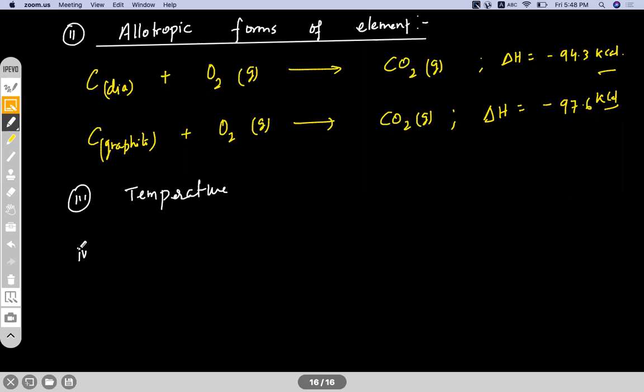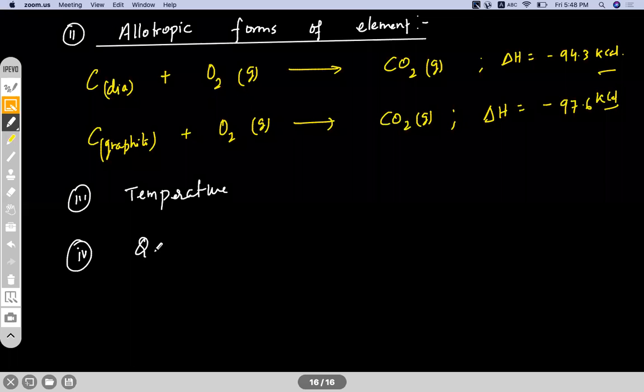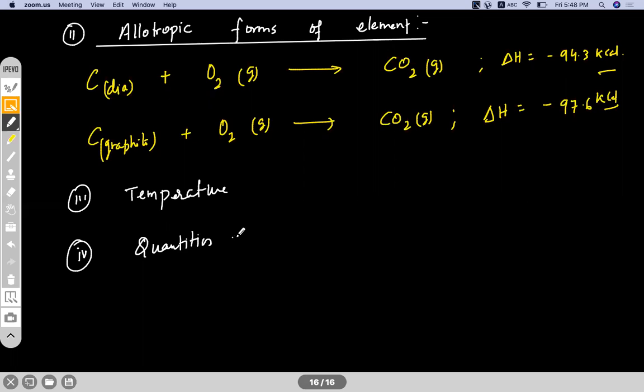We can also have quantities of reactant. Quantities of reactant is a factor here. We can also have the condition, okay? The condition of reactant and the reaction, actually. Condition at which the reaction is taking place.